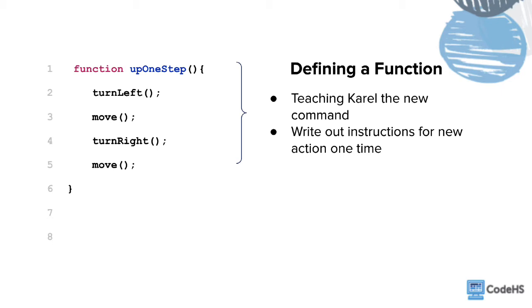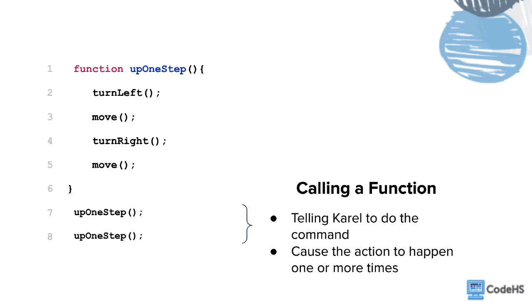Let's take a moment to compare the meaning of defining a function and calling a function. When you define a function, you are teaching Karel a new command, and you write out instructions for that new action one time. You only need to define a function once, but when you define a function, nothing actually happens. To get a function to execute, you need to call the function. When you call the function, you write the name of the function, followed by a pair of parentheses and a semicolon. Here you can see a function that is called twice. That means the function will actually execute 2 times, even though it's been defined only once.